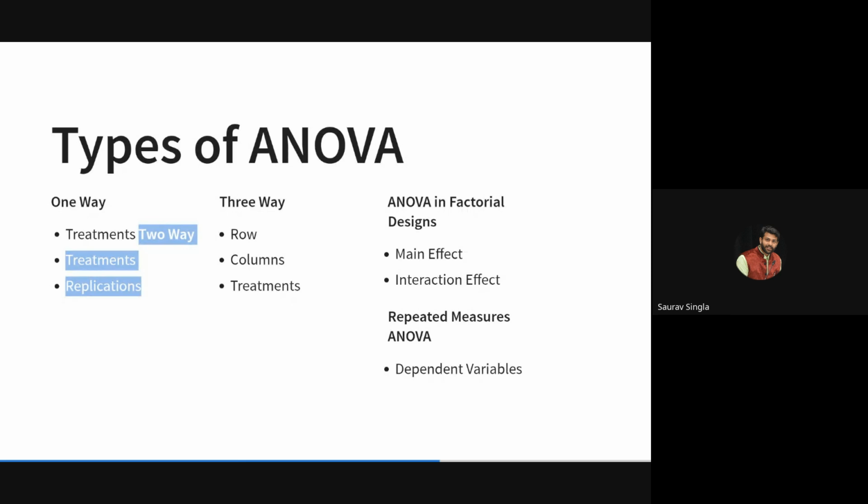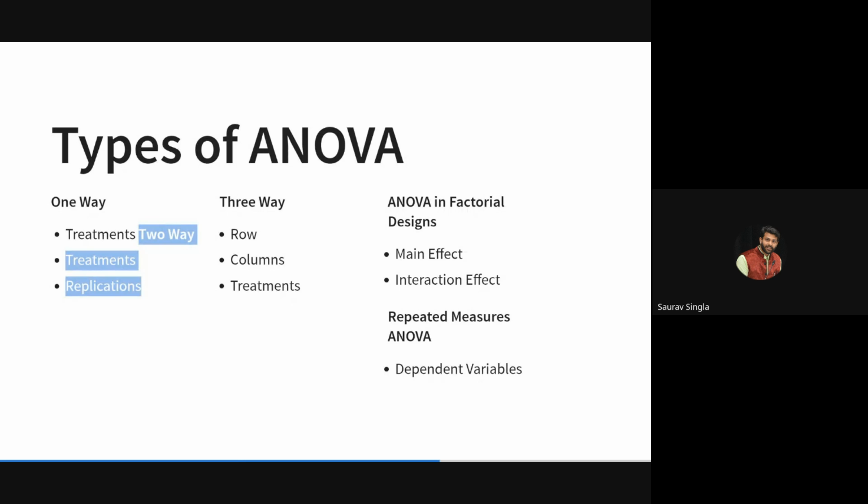So that is what we call two-way ANOVA in case of RBD. That is two sources of variation. One is your treatment that you want to compare, and second is your block.